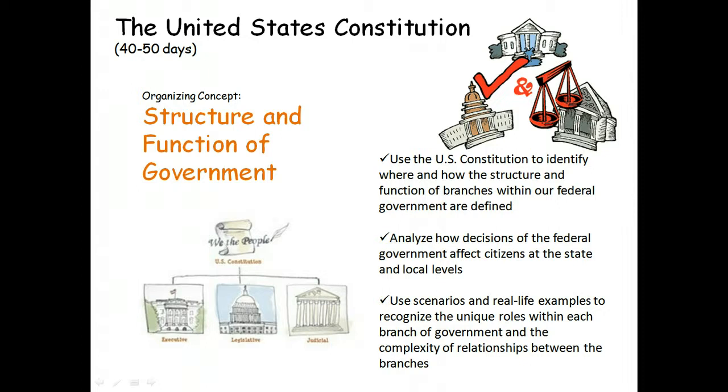To arrive at this concept's understandings, students will use the U.S. Constitution to identify where and how the structure and function of branches within our federal government are defined. They'll analyze decisions of the federal government and how those decisions affect citizens at the state and local levels. And students will use scenarios and real-life examples to recognize the unique roles within each branch of government and the complexity of relationships between the branches.